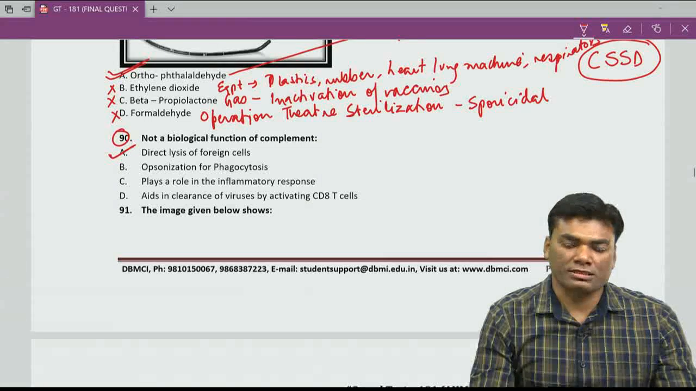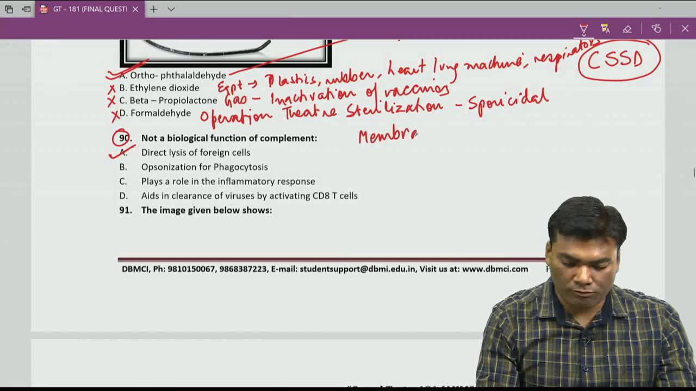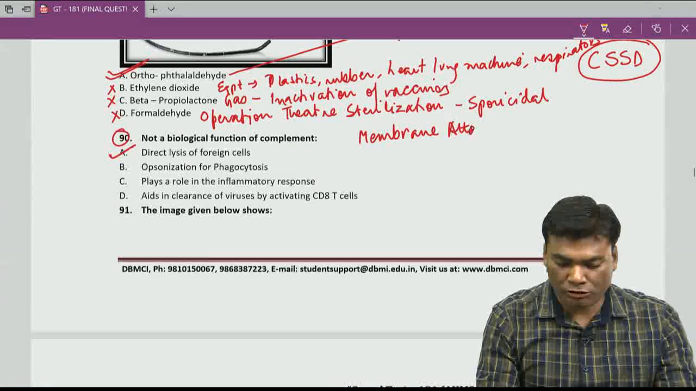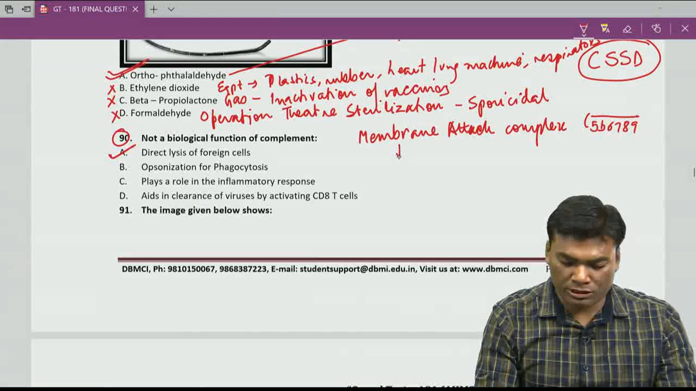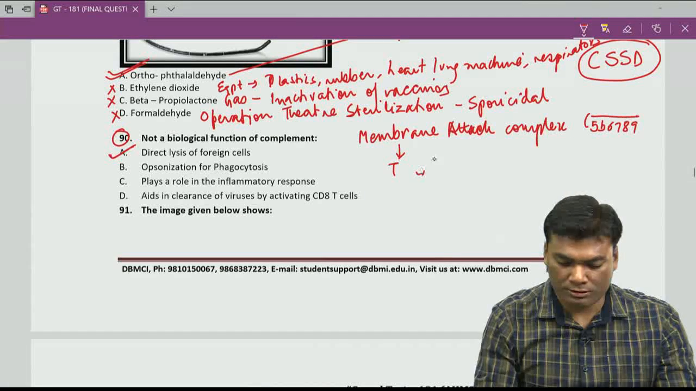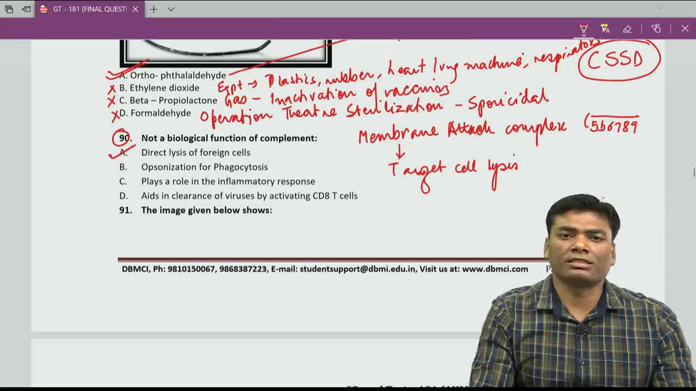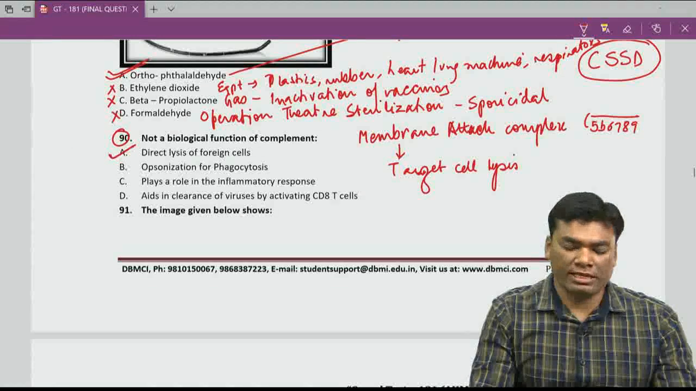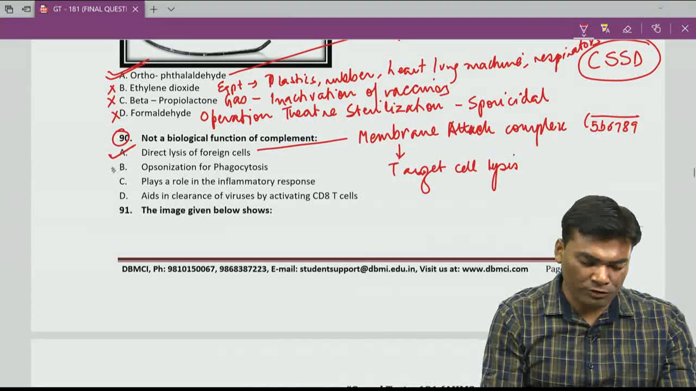Now this is correct because when the complement forms the membrane attack complex, which is C5b6789, this membrane attack complex causes target cell lysis. So this leads to the formation of pores in the cells, and this causes direct lysis of foreign cells. So this is correct. The second one is opsonization and phagocytosis.